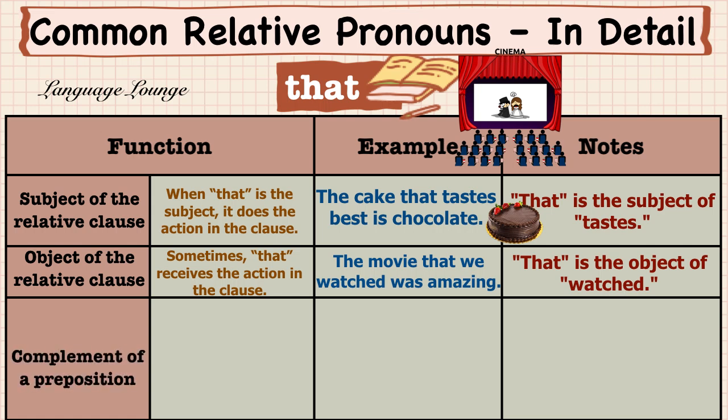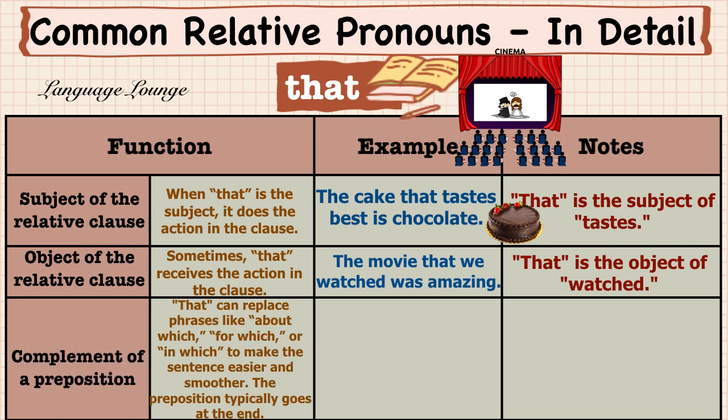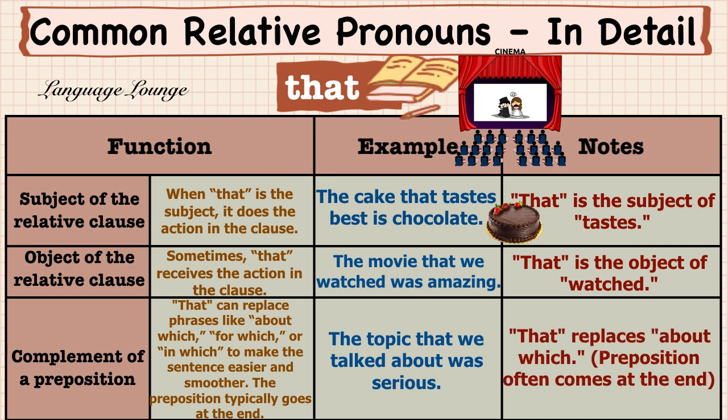That with a preposition. That can replace phrases like about which, for which, or in which to make the sentence easier and smoother. The preposition typically goes at the end. Example: the topic that we talked about was serious. Here, that replaces about which, simplifying the sentence. Without that, it would be more formal: the topic about which we talked was serious.